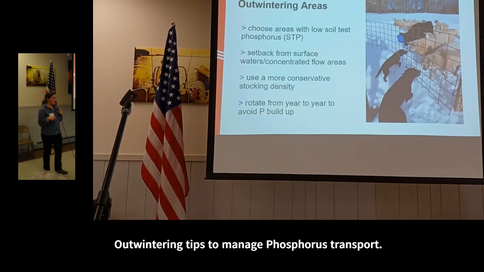So some of the ways to reduce P loss risk in outwintering areas is to choose areas with low soil test phosphorus, and set back from surface waters and concentrated flow areas. Use a more conservative stocking density if you can, and it's really important to rotate from year to year to avoid buildup. So again, key areas to really maximize that water quality benefit on your farm.